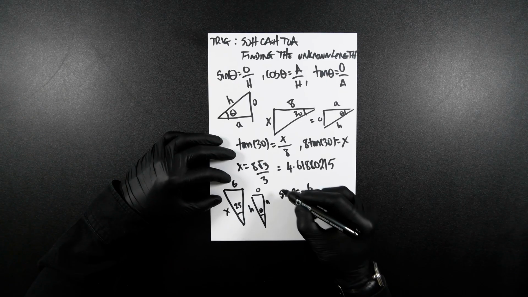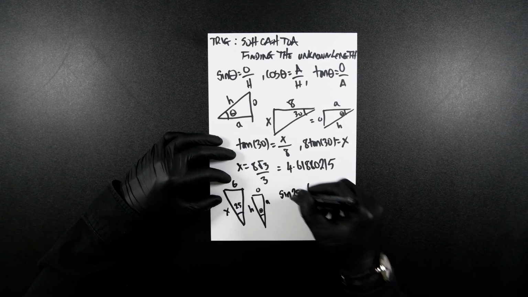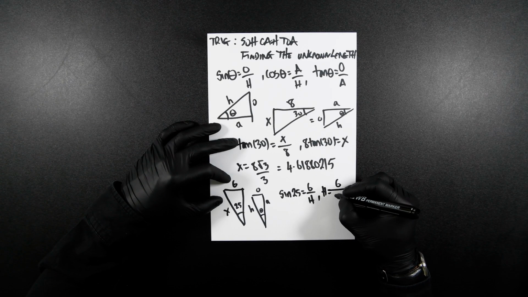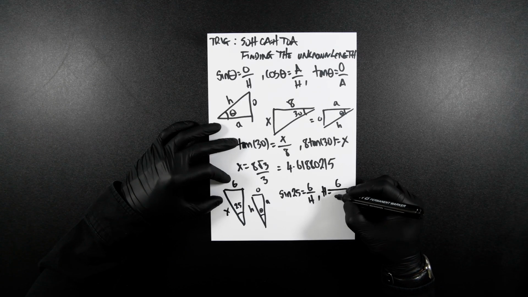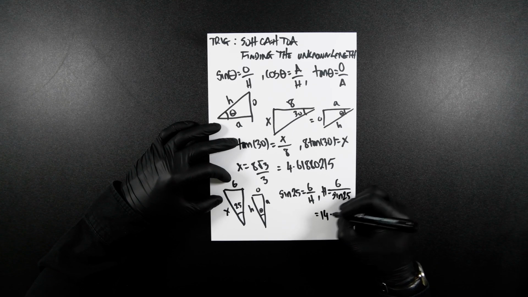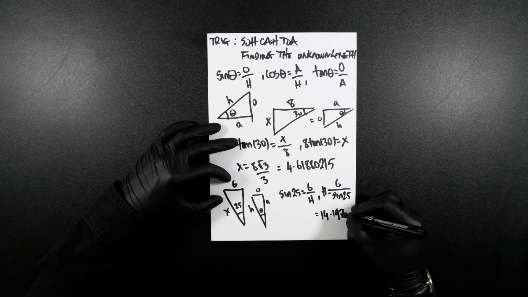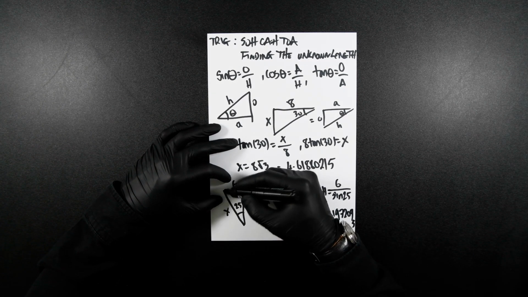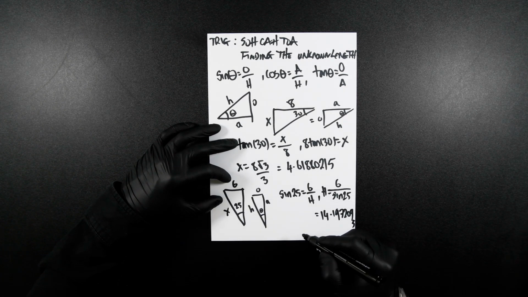If we multiply everything by h and then divide everything by sine 25, you're going to get h equals 6 over sine 25. And then that is going to be 14.1972095. So that's the length of the hypotenuse, given that that is 6.